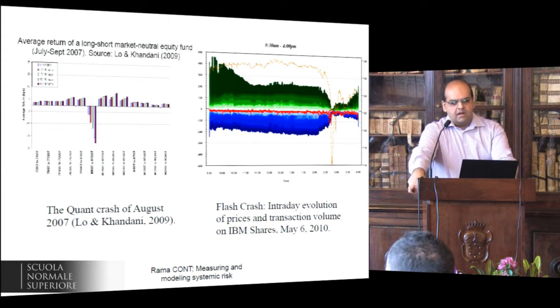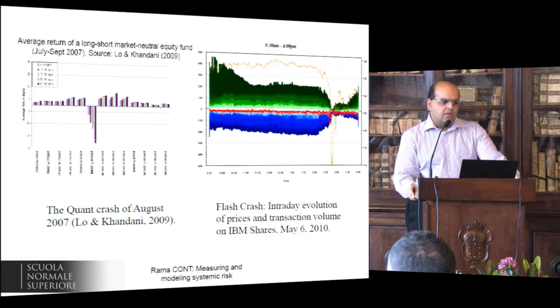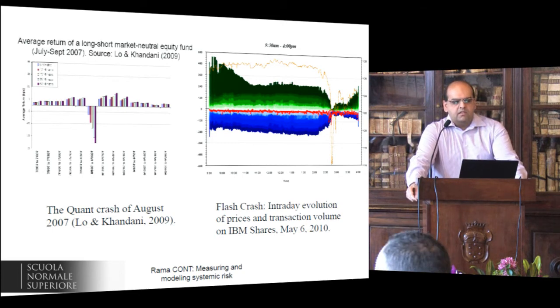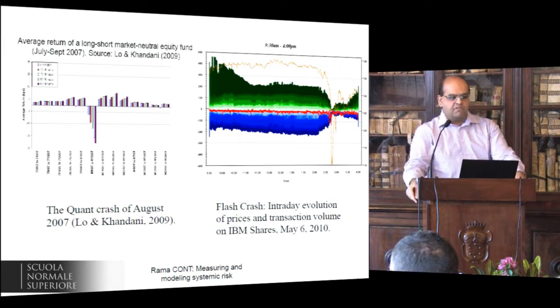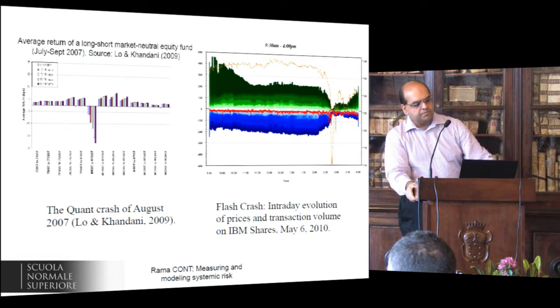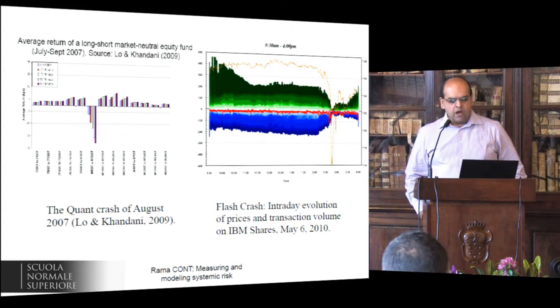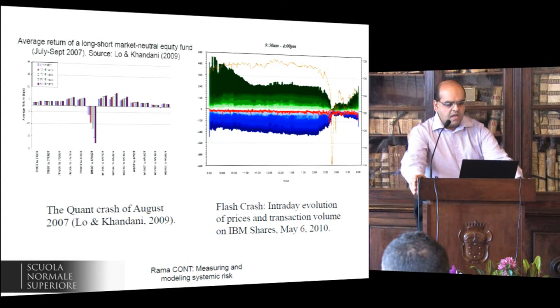And there are other examples that were mentioned in the talk by Pete Kyle yesterday, where you see things that happen in the market, some type of market behavior, which, from an observer's perspective, looked like totally unexpected events. So here's an event I will speak about in my example later. On the left, what you see is a graph of what's called the quant crash of August 2007. It's a study that was published in 2009 by Andrew Lo and Amir Khandani. They documented in this nice paper an event that happened in the hedge fund sector in August 2007.